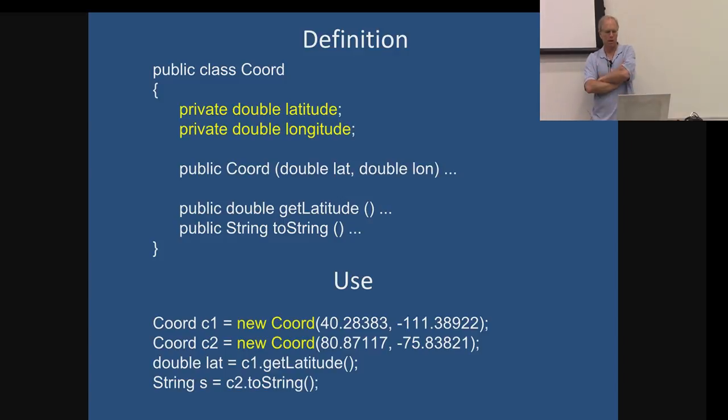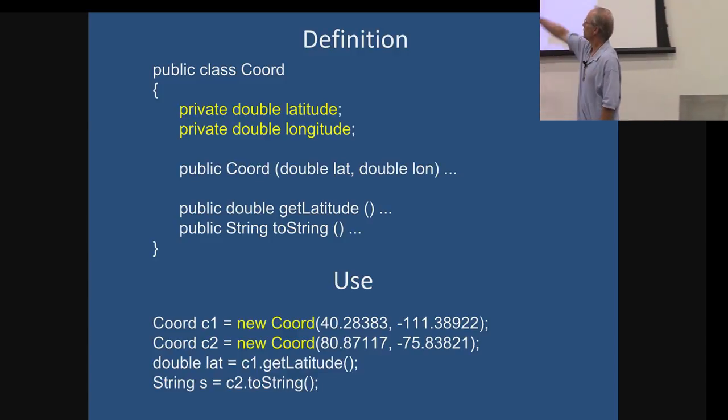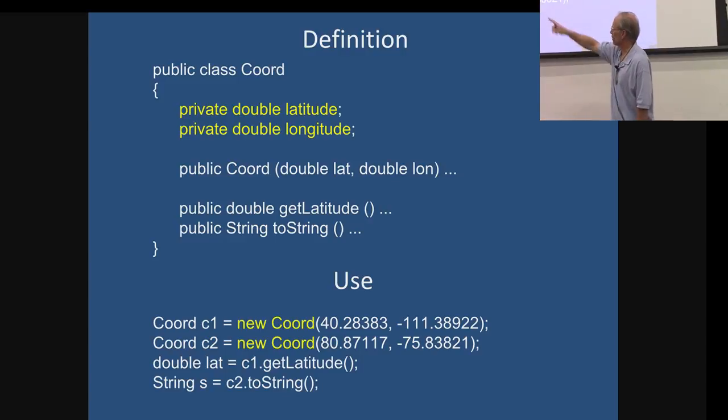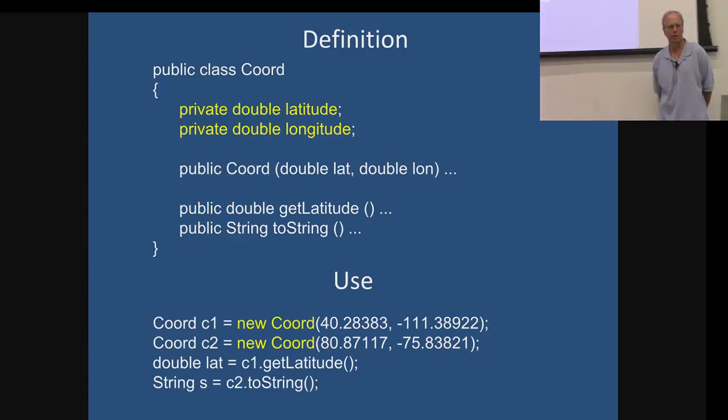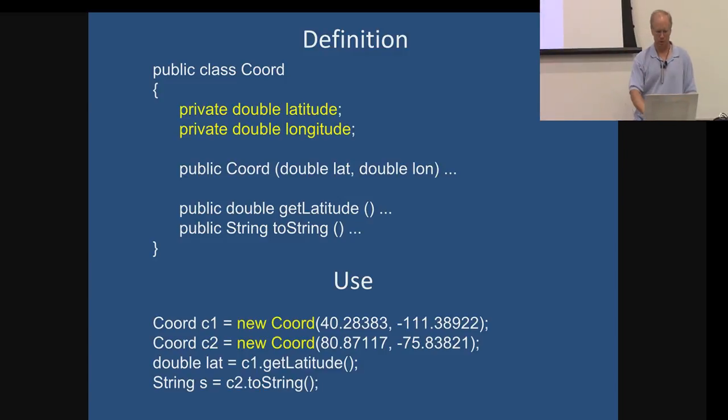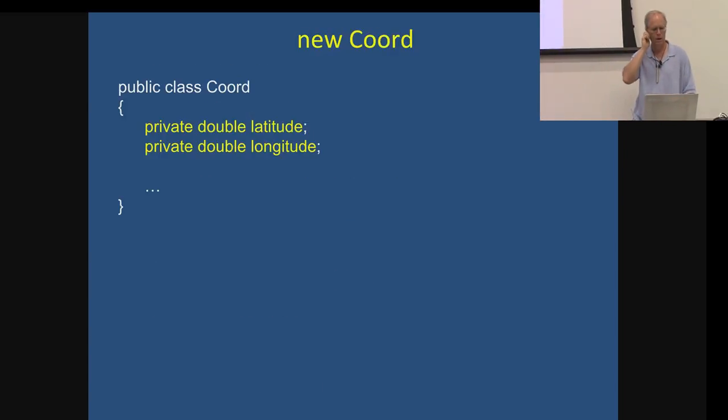Now, here are the instance variables. There are two instance variables, and they first become important when you create a new coordinate object. So, up there are two instance variables. Down here, we're saying, give me a new coordinate object. And that takes several steps, so I'm going to show you what the steps are. There's the relevant part of the class right now.